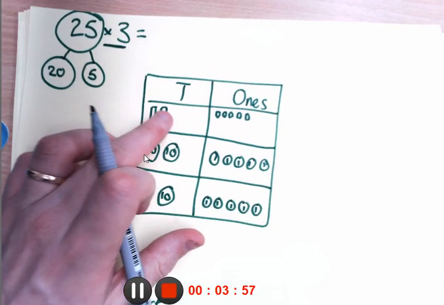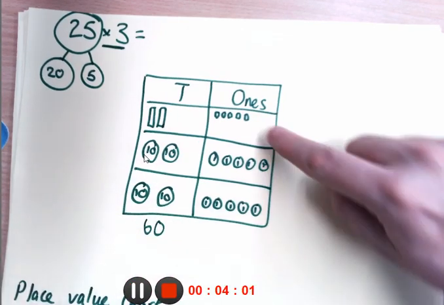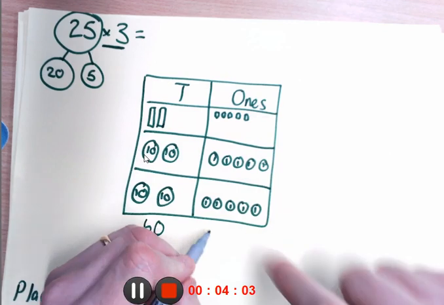So we've got 10, 20, 30, 40, 50, 60. And then we've got 5, 10, 15.